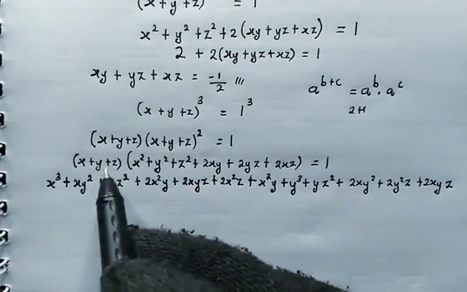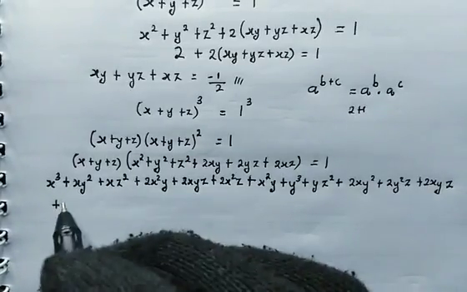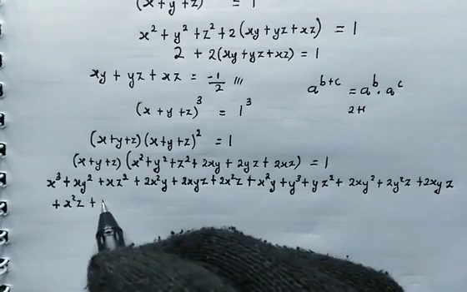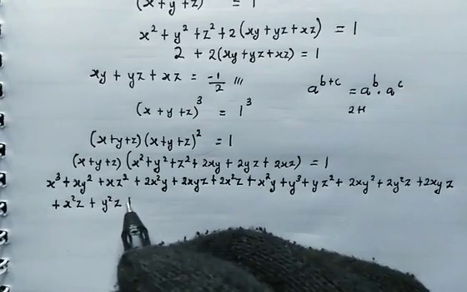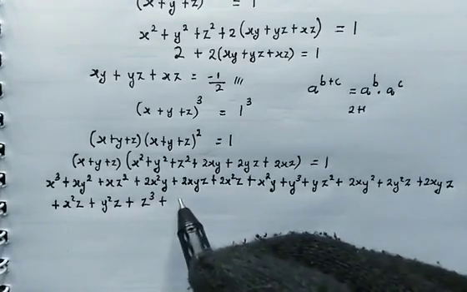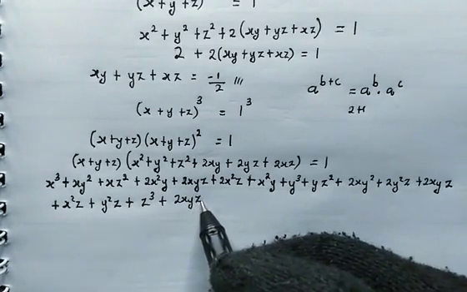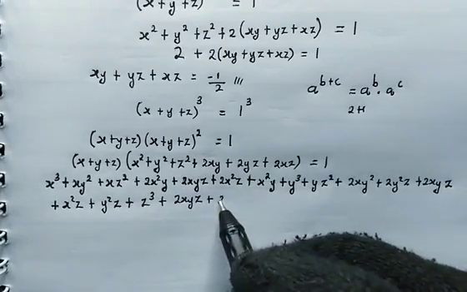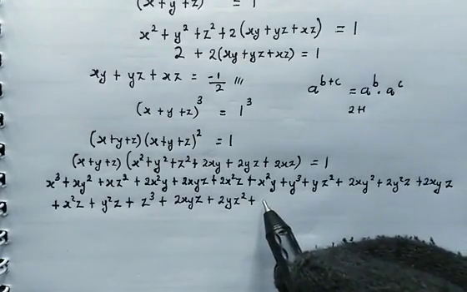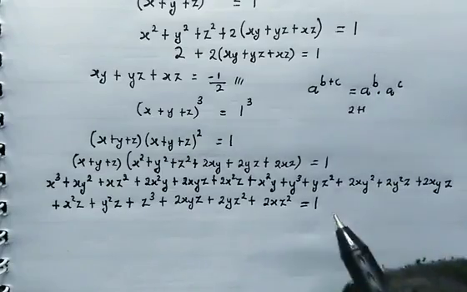So we're done with the second term here. Let's go to the third term. So we're going to have plus z times x squared will give us x squared z. If we continue, we get plus y squared z plus z cubed plus 2xyz plus 2yz squared plus 2xz squared. Remember, the whole of this equals 1.